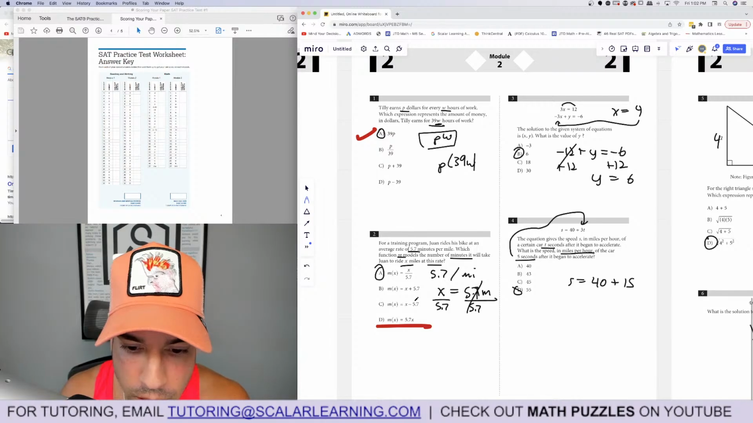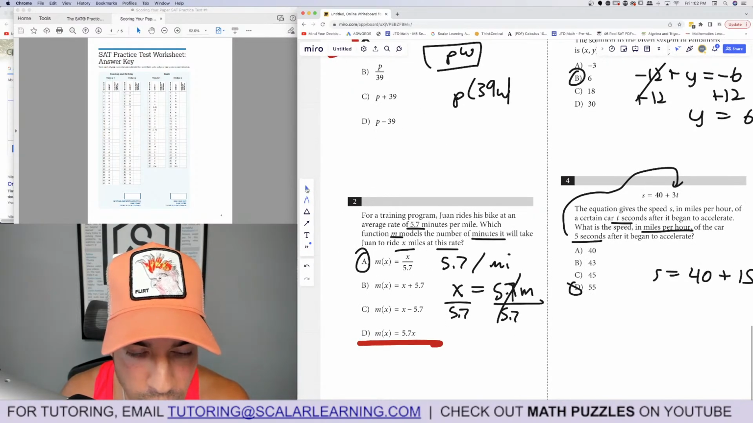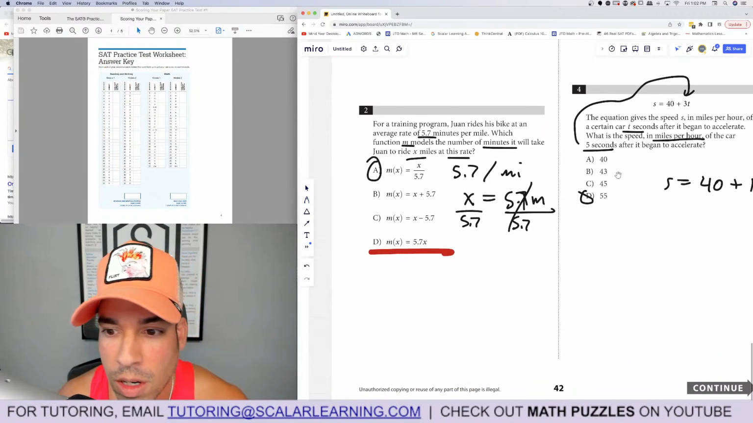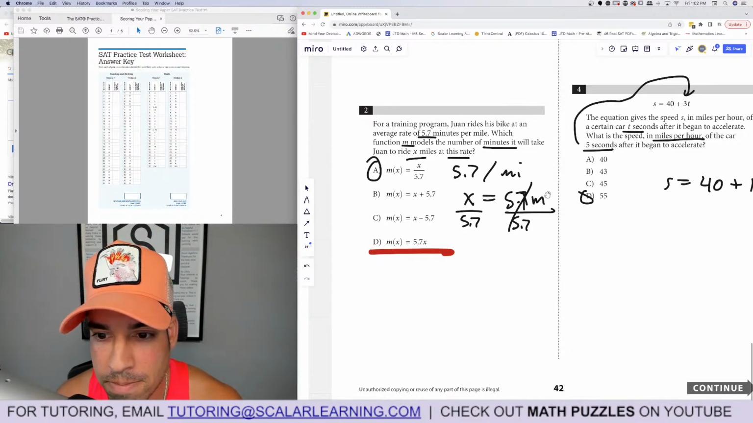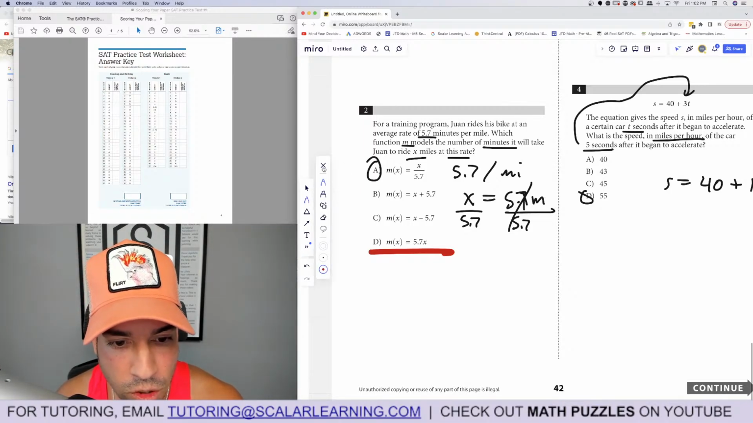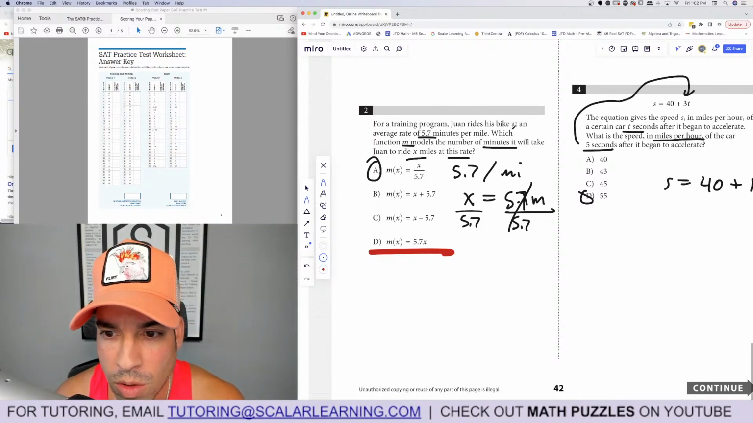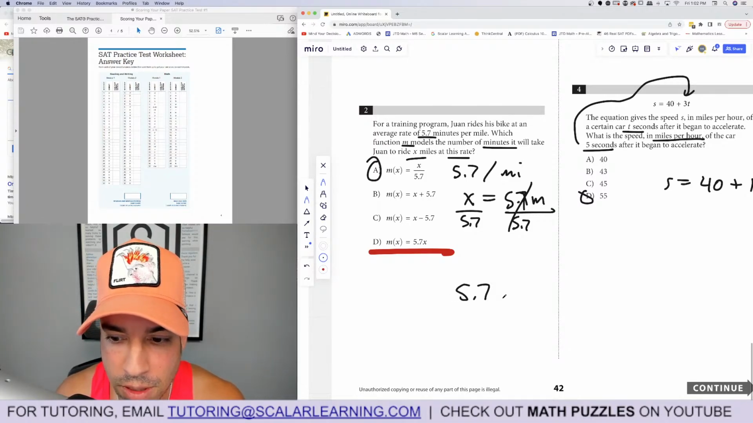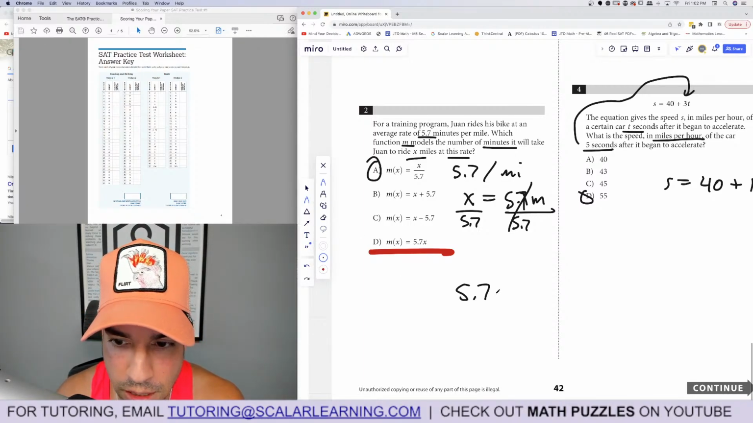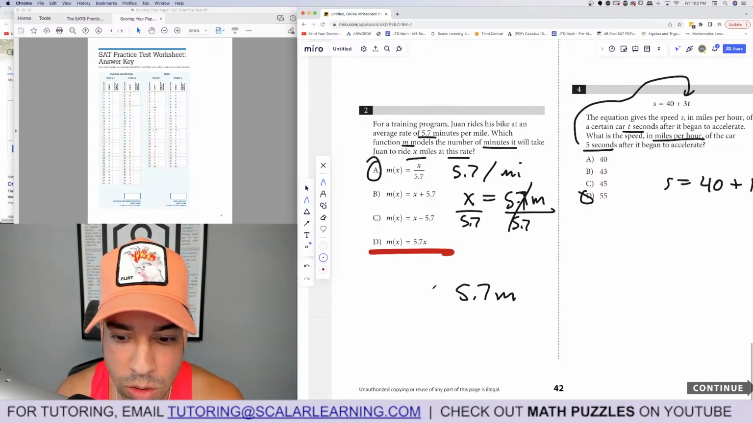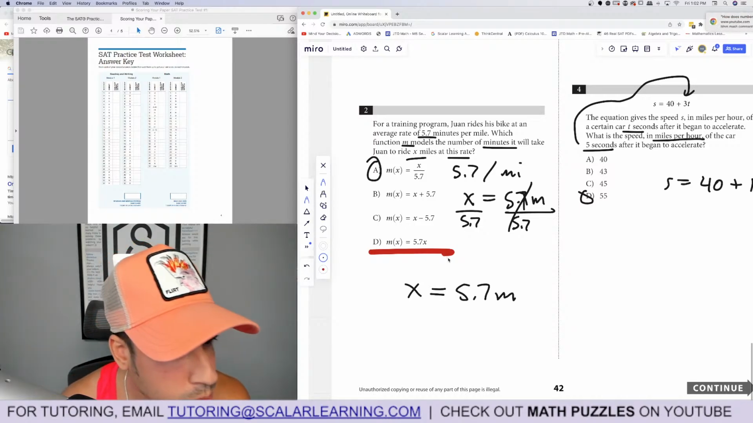Let me look here. It says for training pro. Which of the following models the number of minutes? Okay, let me do this again. Juan rides his bike at an average of 5.7 minutes per mile. So that's rate. Rate times time equals distance. Which of the following functions models M, the number of minutes? And it says the answer is D.